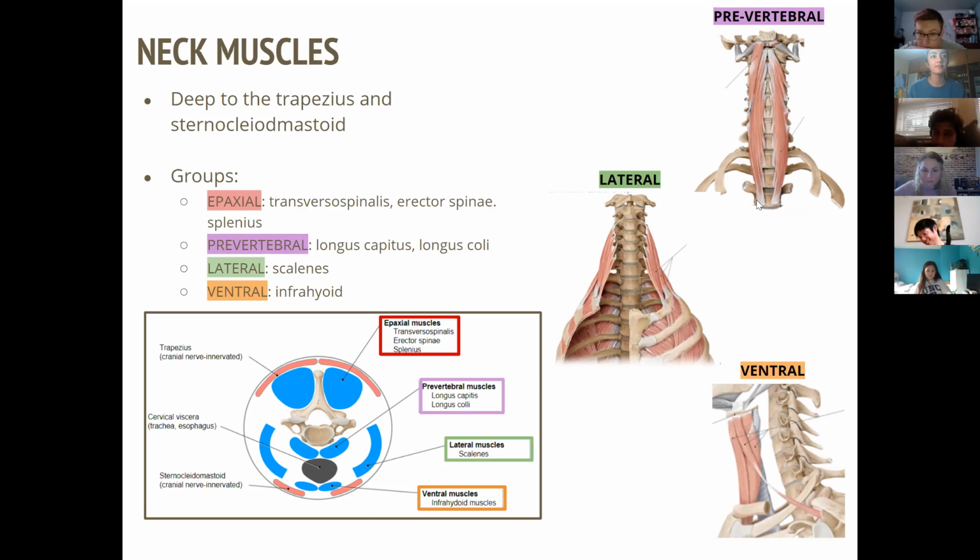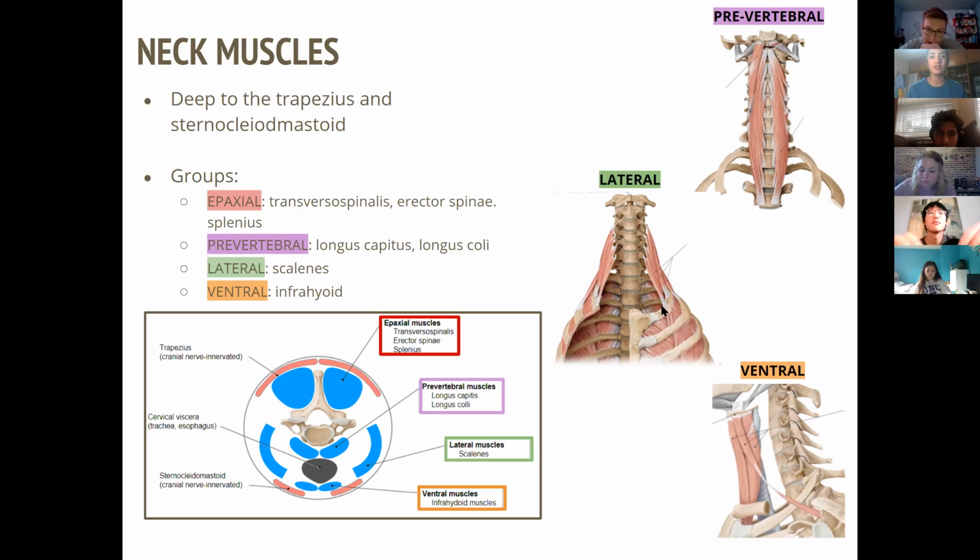Your longus capitis and longus colli. Yes, longus capitis and longus colli. So here we have the longus capitis and here we have the longus colli. And again, they're going to span the vertebrae, but on this anterior portion, a portion that we can't feel because we have our trachea and our esophagus in front of it.